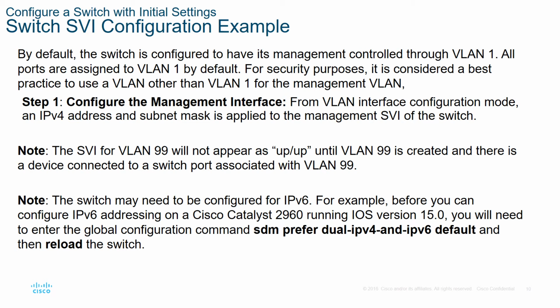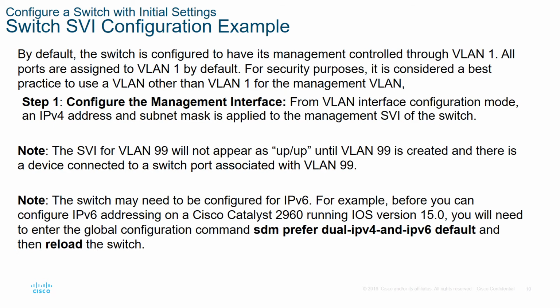After creating the management VLAN, now we have to assign the IP address. So interface VLAN 99, and then ip address, followed by the IP address and subnet mask, and then no shut. In this way, we have to assign the IP address for the default VLAN as well as the management VLAN. As I said, if you want to assign the management VLAN, first you have to create it because the management VLAN will not appear by default. So first create the management VLAN and then assign the IP address.